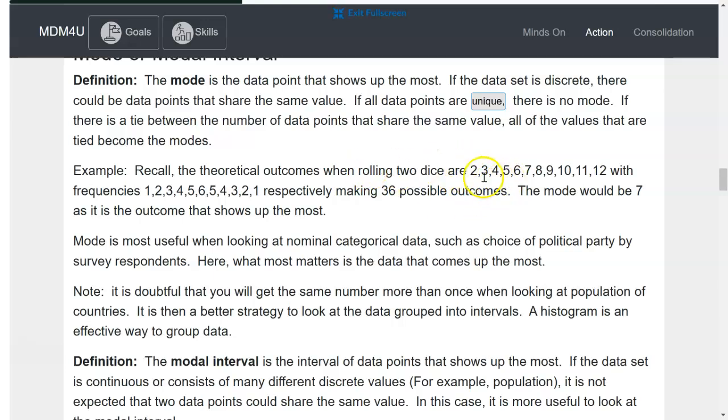Sorry guys, my fault. This is rolling dice. So when we look at the dice, the most common thing to come up, rolling two dice, is the 7.